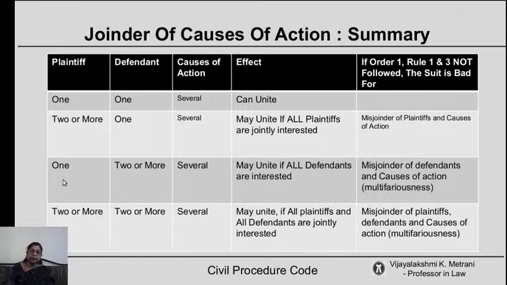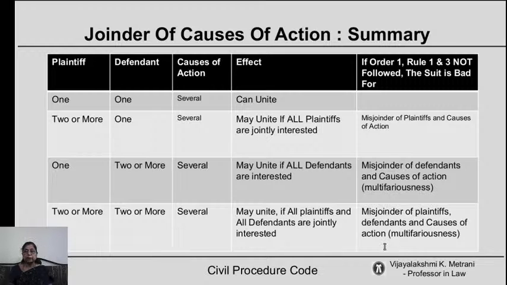Then 1 plaintiff, 2 or more defendants, several causes of action may unite if all defendants are interested. Misjoinder: if they do not follow Order 1 Rule 1 and 3, then there is misjoinder of defendants and causes of action, that is multifariousness. Multifariousness means misjoinder of defendants and causes of action, or misjoinder of plaintiffs and causes of action. 2 or more plaintiffs, 2 or more defendants, several causes of action may unite if all plaintiffs and all defendants are jointly interested, and misjoinder of plaintiffs and defendants and causes of action is multifariousness.